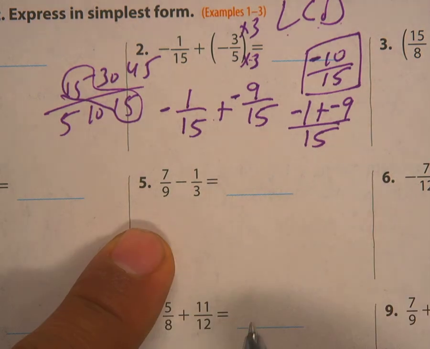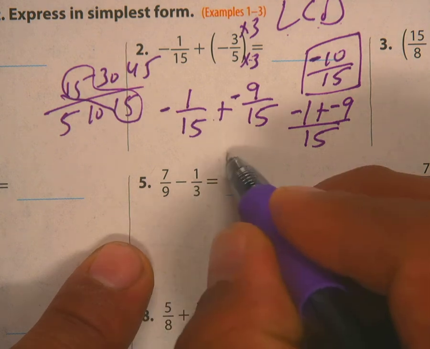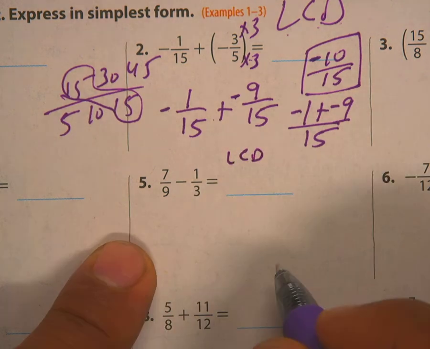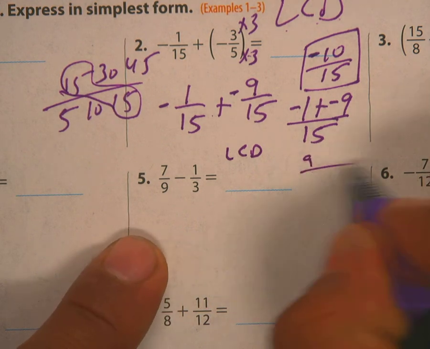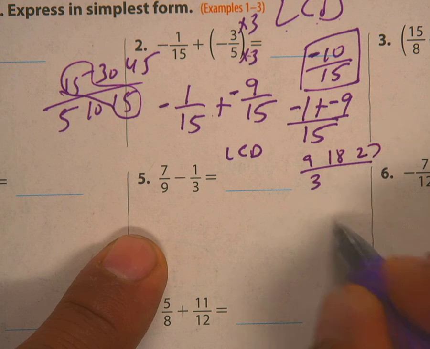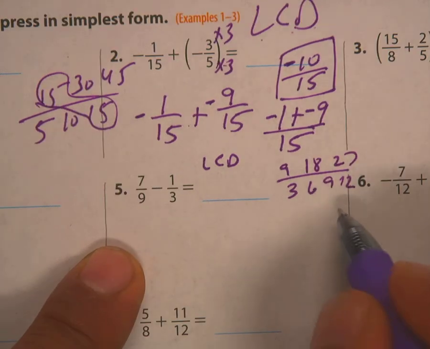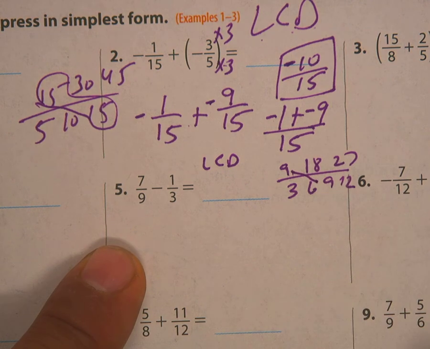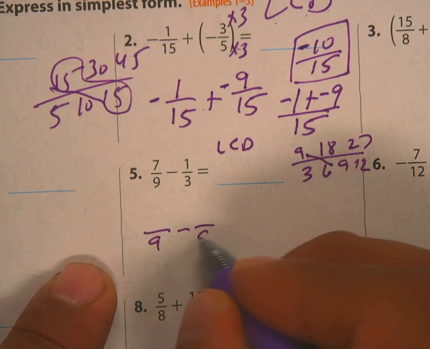7/9 minus 1/3. Again, think about this LCD, least common denominator. So think of your multiples of 9 and 3. 9 times 2, 18, times 3, 27. 3, 6, 9, 12. You don't have to go that far. You should see that they have a 9 in common. So my new fraction would have a 9 as my denominator.